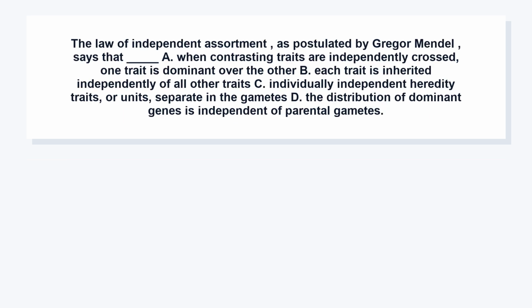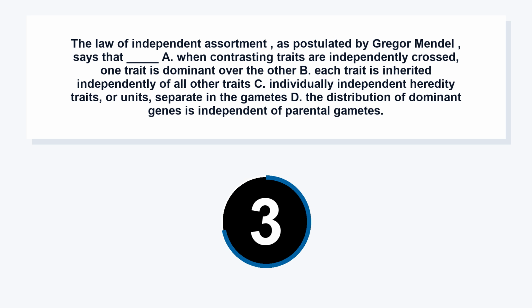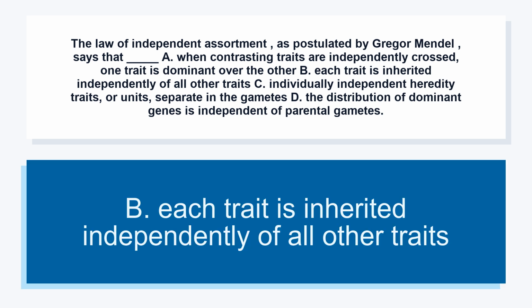The law of independent assortment, as postulated by Gregor Mendel, says that ______. A. When contrasting traits are independently crossed, one trait is dominant over the other. B. Each trait is inherited independently of all other traits. C. Individually independent heredity traits, or units, separate in the gametes. D. The distribution of dominant genes is independent of parental gametes. B. Each trait is inherited independently of all other traits.